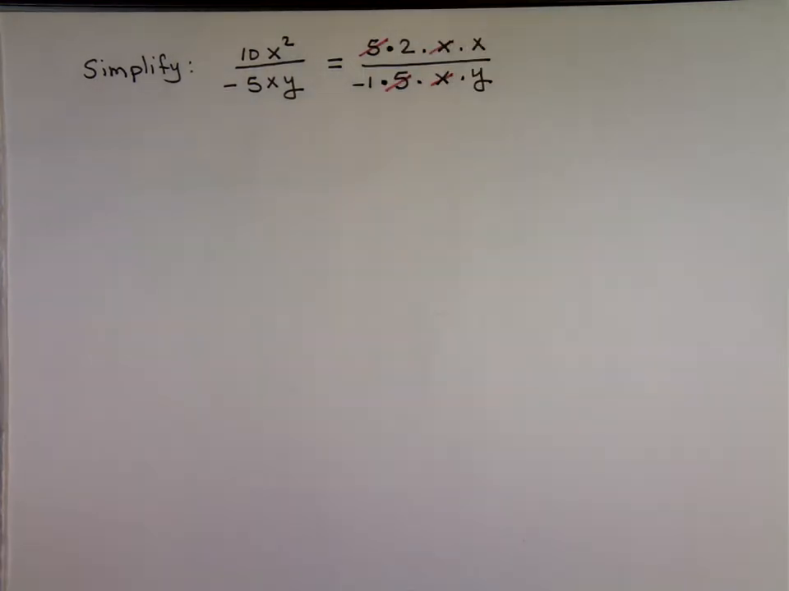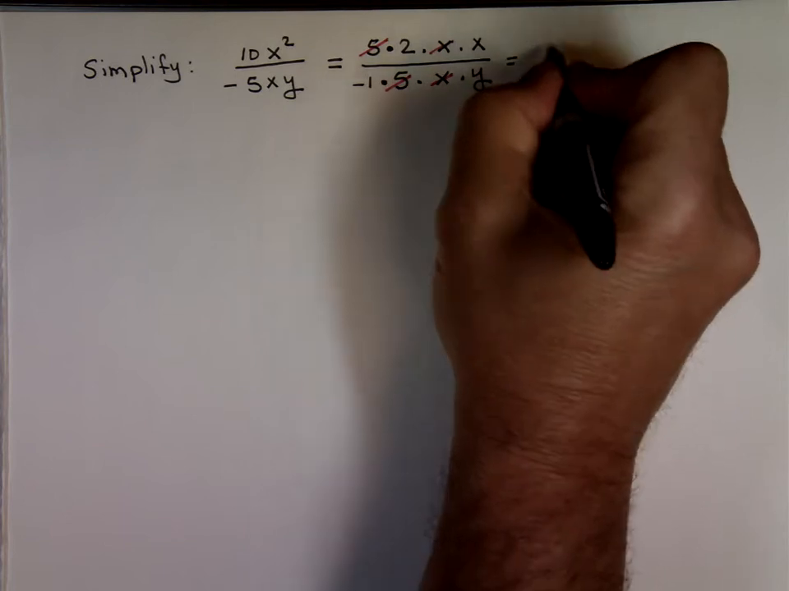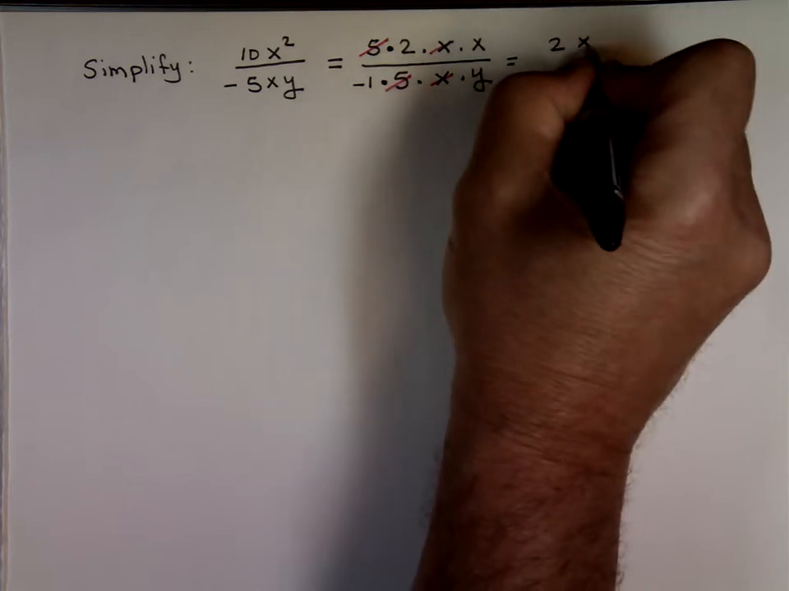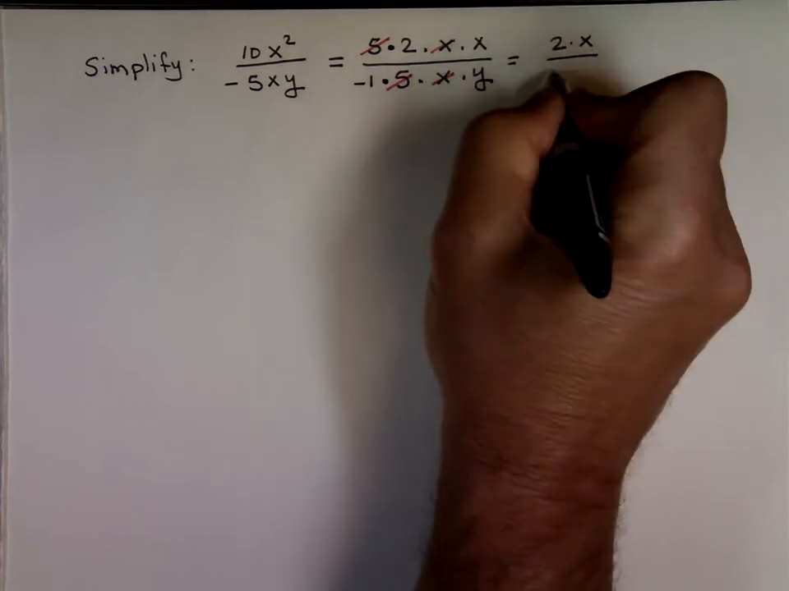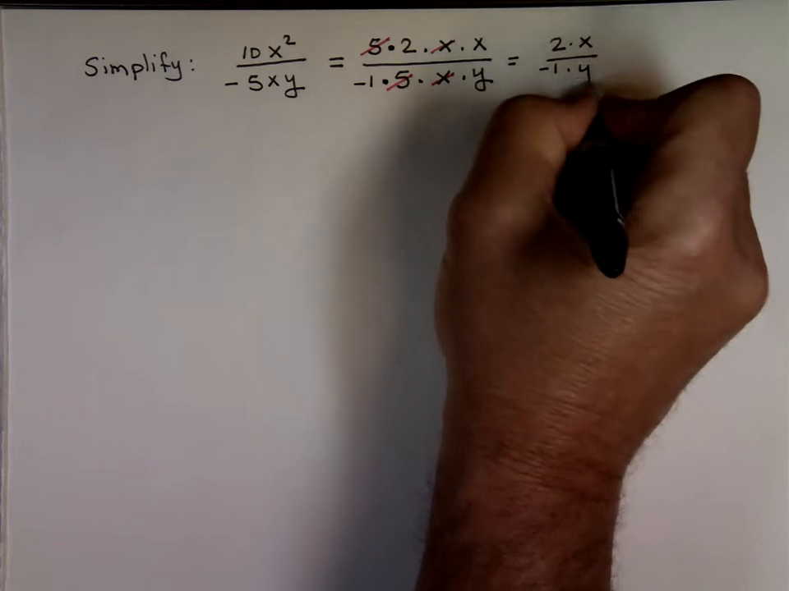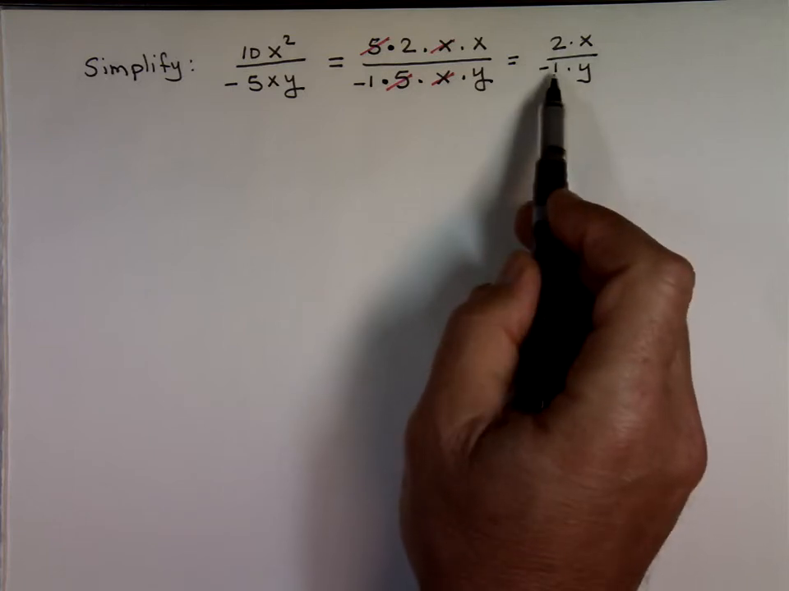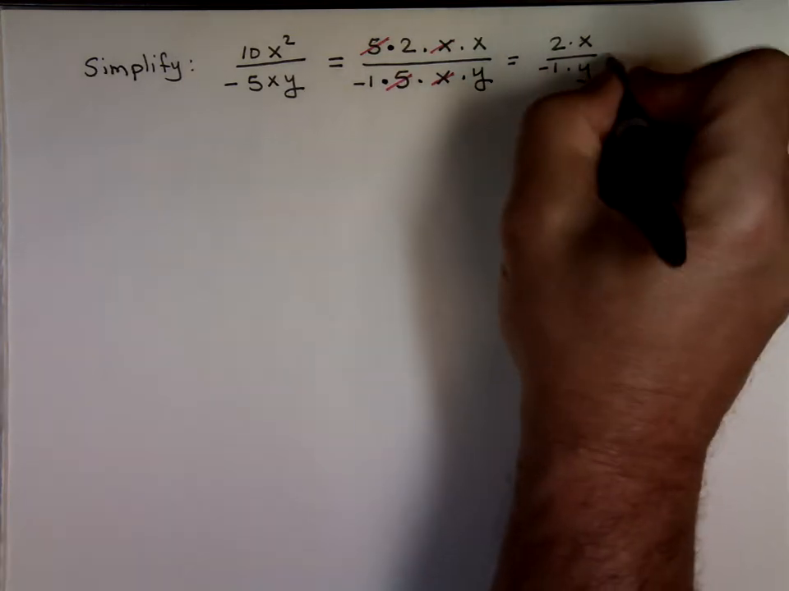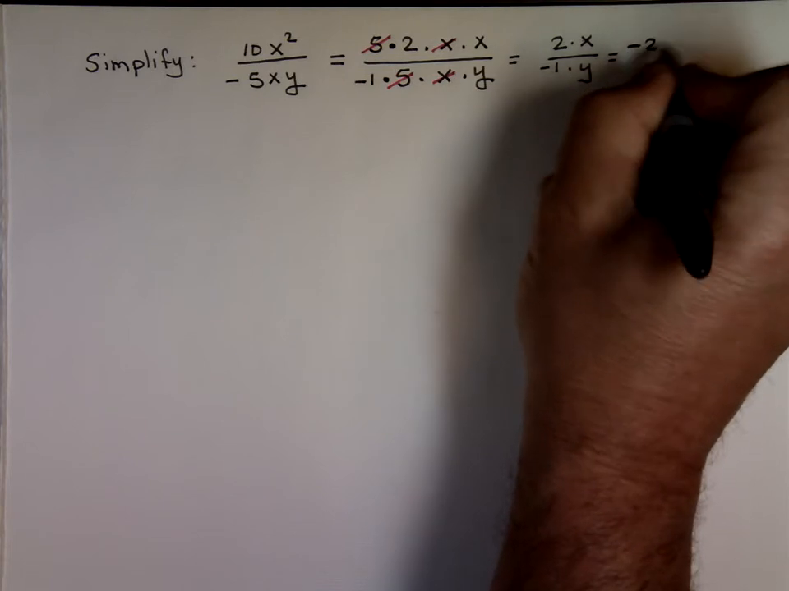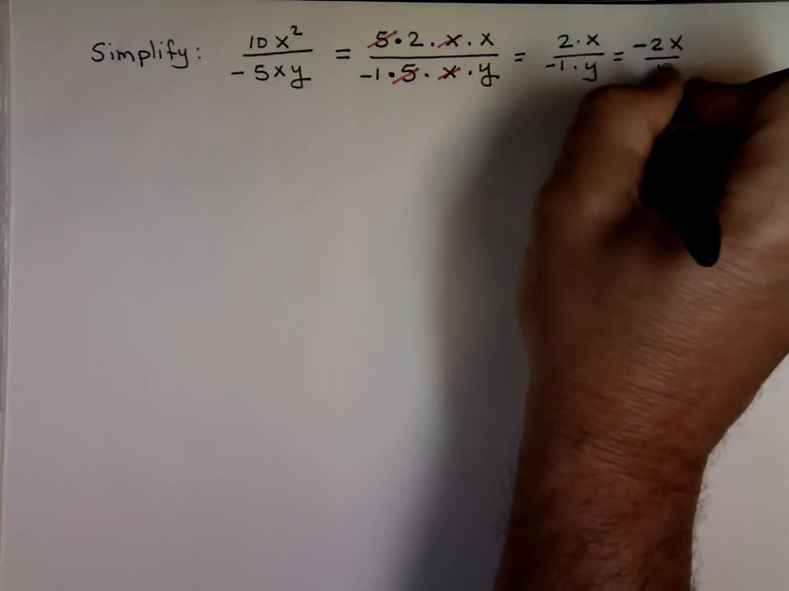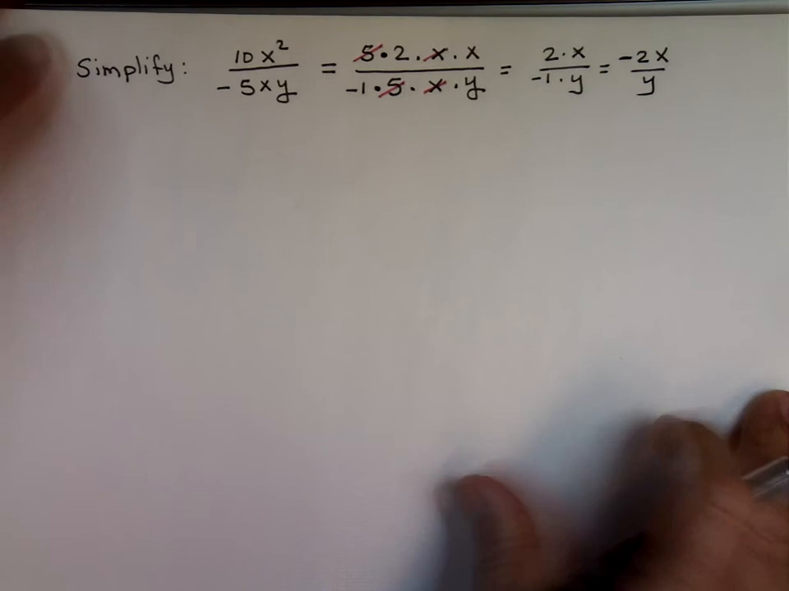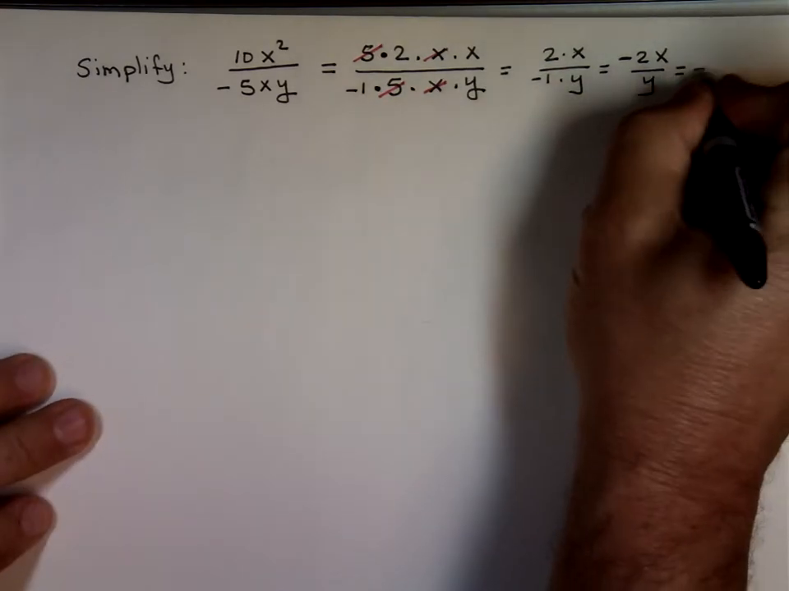So my answer is what? 2 times x, which is 2x, over negative 1 times y. Usually they're not going to put the negative here. What is 2 divided by negative 1? That's a negative 2. Negative 2x over y. And some people like to put that minus in the front instead of on the top. So you can write it this way also.